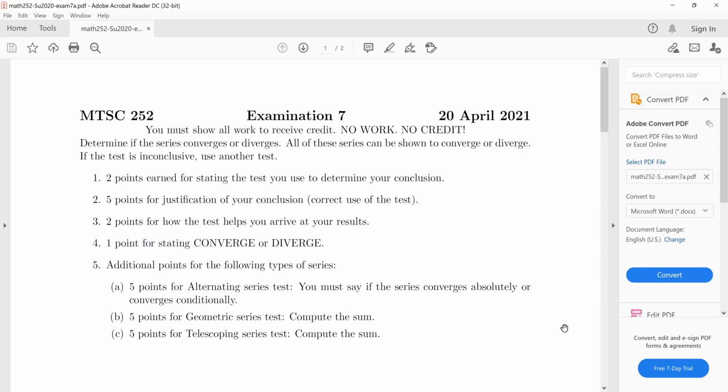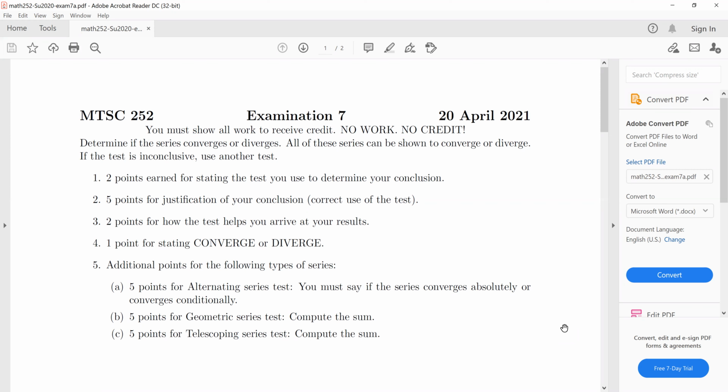Determine if the series converge or diverge. All of these series can be shown to converge or diverge. If the test is inconclusive, you can't just say this test is inconclusive. You have to use another test because these series that I'm giving you converge and diverge. You will get 2 points earned for stating the test you use to determine your conclusion.